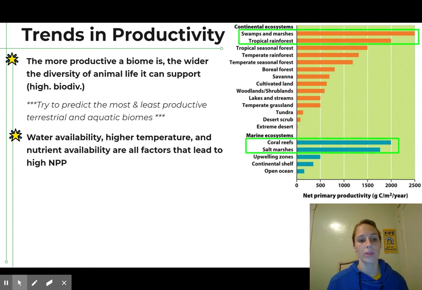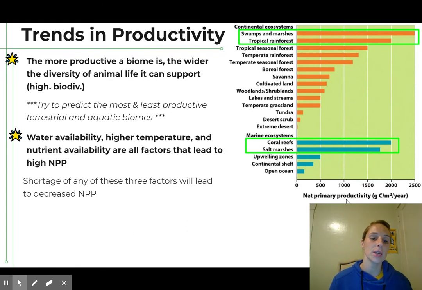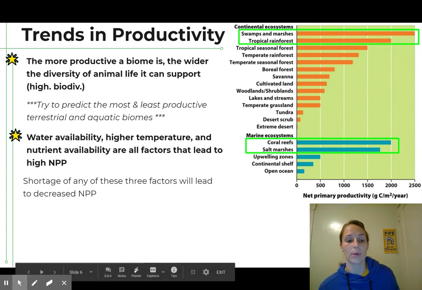So if you start thinking about that high biodiversity, the areas on this graph that have high net primary productivity are your swamps and marshes and your tropical rainforests. Then you're also going to have your coral reefs and your salt marshes. If you look at the net primary productivity on the axes, you're going to see that these ones end up having more. So hopefully that's what you got right for that question earlier. Now, shortages in water availability, temperature, or nutrient availability are going to lead to decreased net primary productivity.